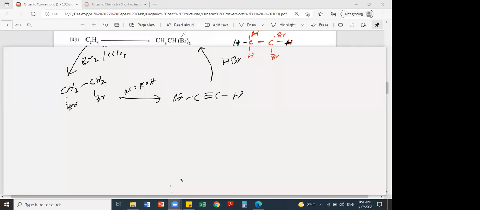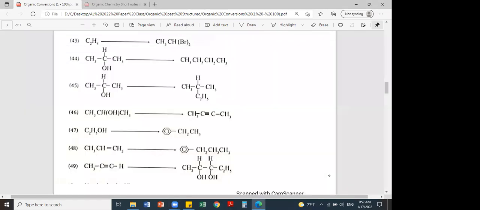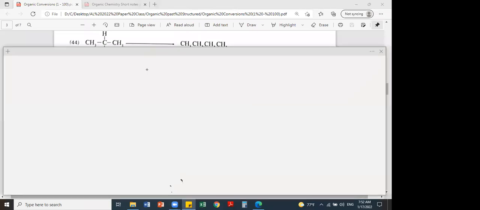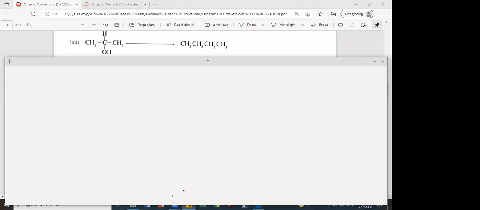Then question 44, I'll put this up. How to get the 44th one? You have to remove OH and the carbon chain goes from 3 carbon to 4 carbon. Oh, Vinhara, for the addition of HCl, you have to put it in the peroxide medium. Otherwise, you are in trouble.